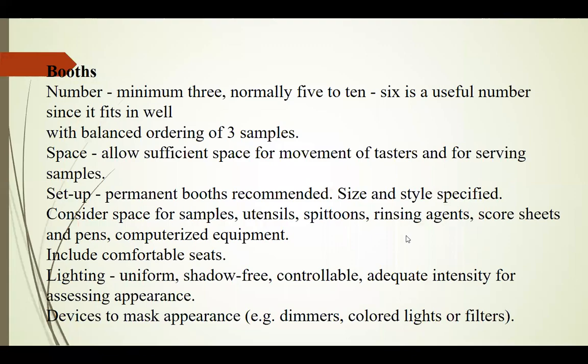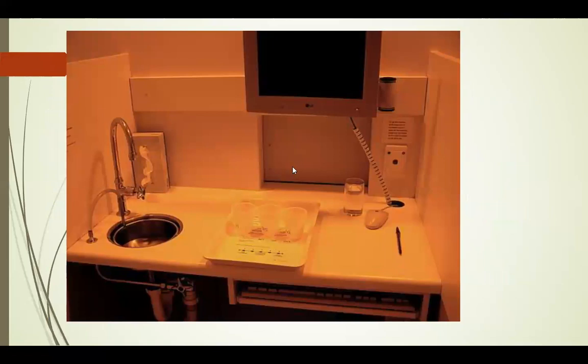So booths: the number is a minimum of 3, normally 5 to 10, and 6 is the usual number, since it fits in well with balanced ordering of 3 samples. Space should be sufficient for movement of the taster and for serving samples. Setup should be permanent booths, and size and style should be specified. And also, as you can see, the lighting is not so intensive. You are trying to make the lighting as it is at home.